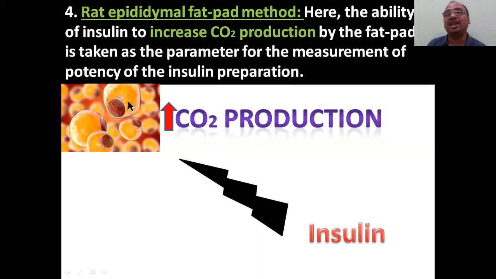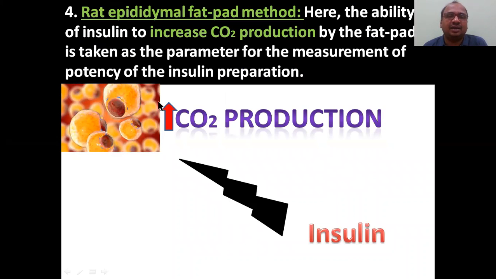Rat epididymal fat pad method. See, the name itself indicates the fat pad method. In this method, what happened? The fat tissue, this is a fat tissue. It looks like a ring, just like a ring, because the nucleus will be there apart. Easily you can remember this diagram. Ring, your ring is nothing but a fat. The nucleus will be at the side, at this one side only, not exactly at the center. That is a speciality of this thing.